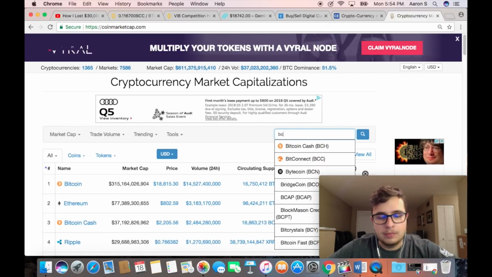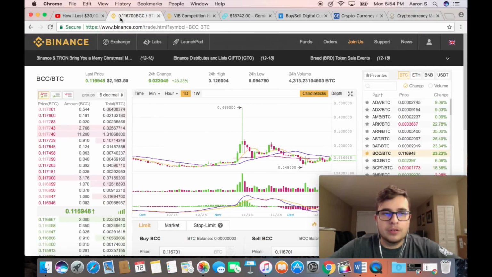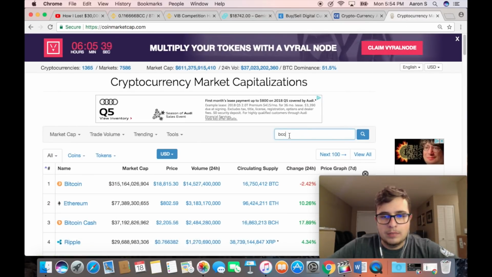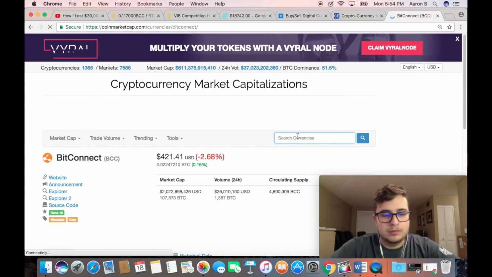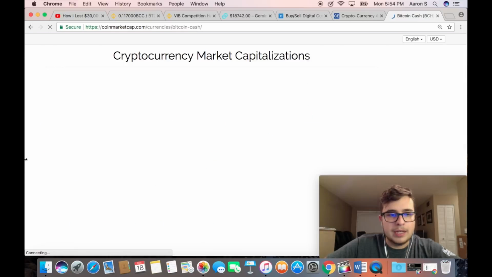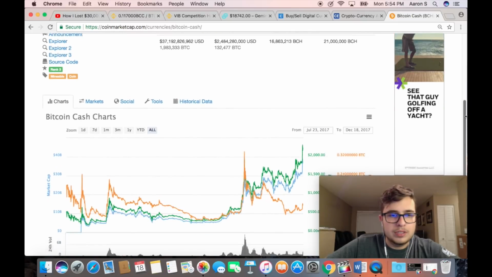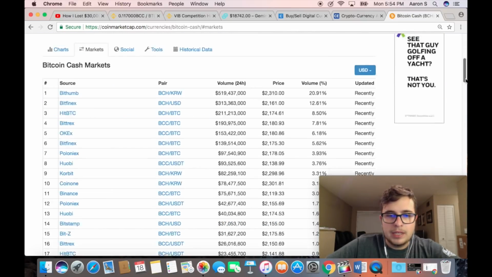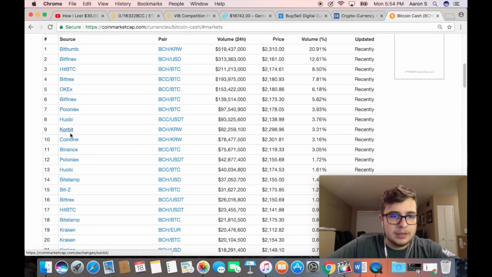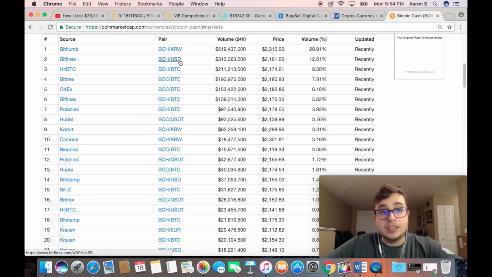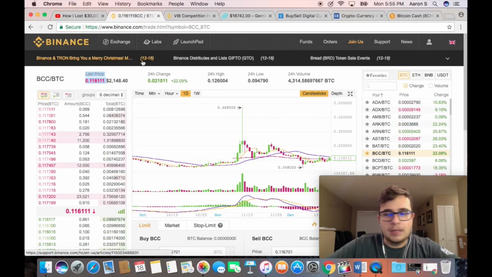So if we go here, you put in BCC, BitConnect comes up. But of course, on Binance, this is Bitcoin Cash because the price is $2,161 and BCC is $421. So if you put BCH, you can check the price of Bitcoin Cash on CoinMarketCap. And there we go, 2,200. And you'll also see, if you scroll down to markets, it will be there, available on Binance. There we go, number 11. So it's more expensive on other exchanges. Binance is usually the middle ground. Sometimes you see the price there more, sometimes you see it less.